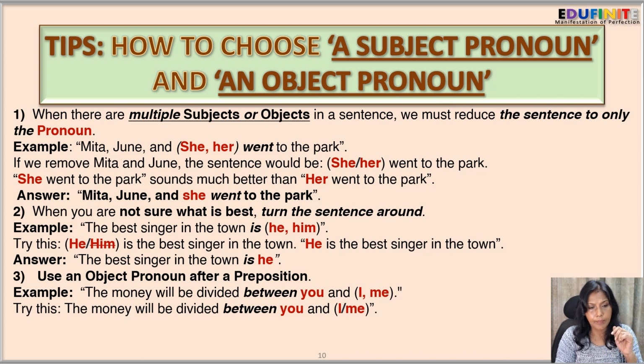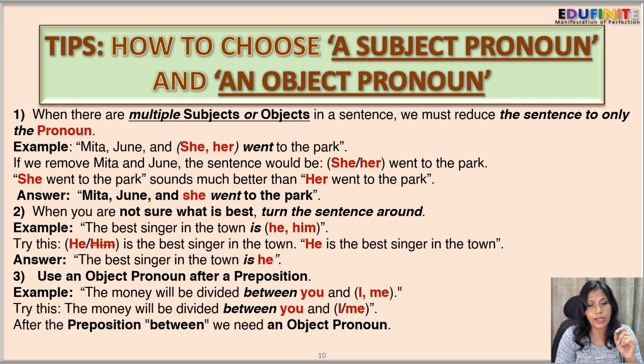"you and me." After the preposition between, we need an object pronoun, as we've already done in the rules which we had seen, where after a preposition we always use the object pronoun. So once that comes into mind, it becomes easy. After "you and," it will never be a subject pronoun because there is the preposition between before you. So after the preposition is always an object pronoun.